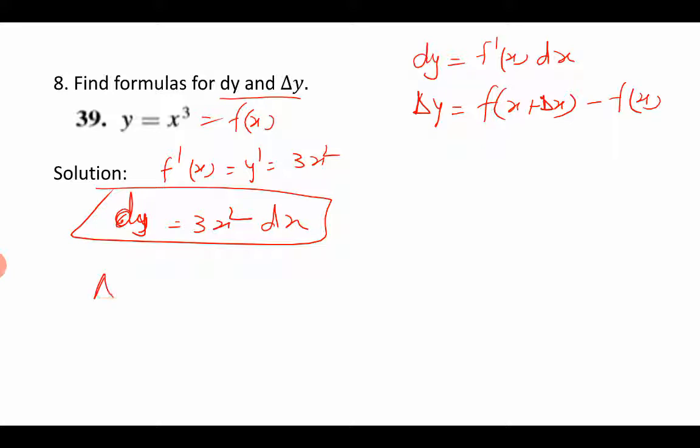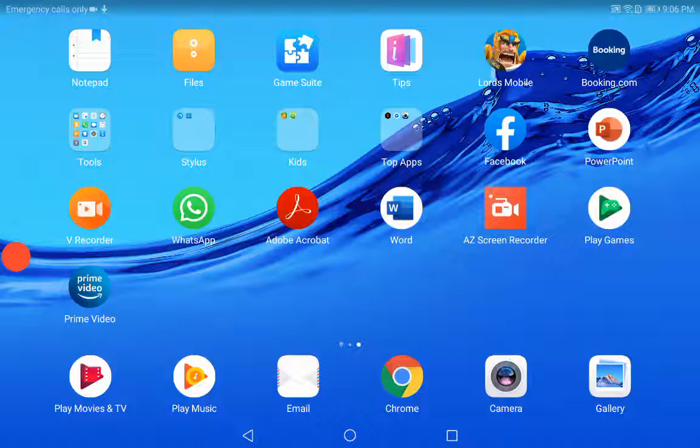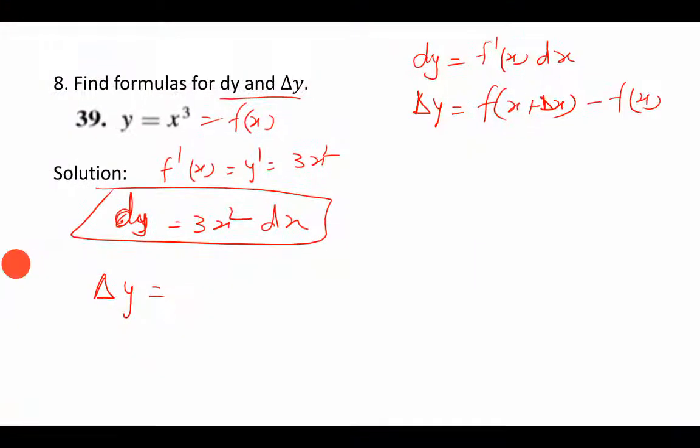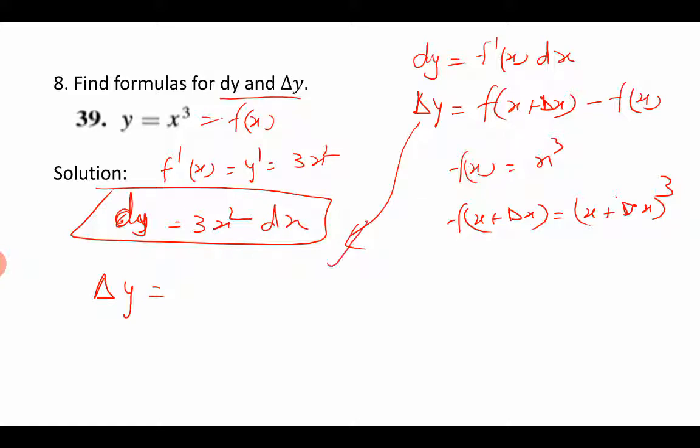And what is del y? Del y is f of x plus del x minus f of x. So f of x is x cube. What will be f of x plus del x? It will be x plus del x whole cube. So you should write here, by using this formula, x plus del x whole cube minus x cube.